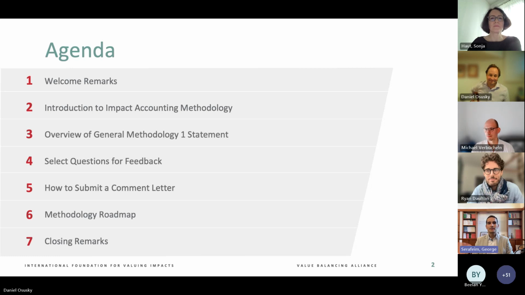At the same time, for impact accounting to achieve its vision of a just and sustainable economic system based on the true contribution of business to people and the planet, it is necessary to move beyond a proof of concept, continually improving and transitioning towards a credible, comprehensive public good methodology. And this partnership between IFVI and VBA and this draft publication is the first step towards that vision.